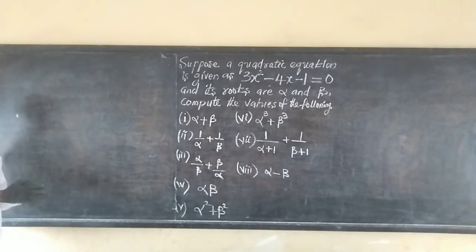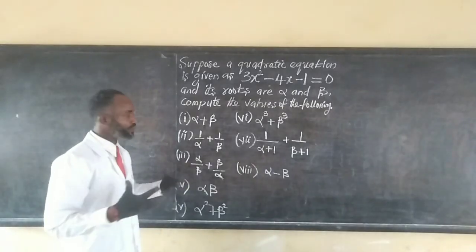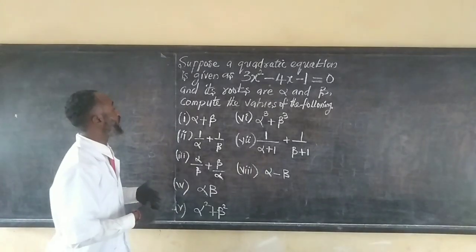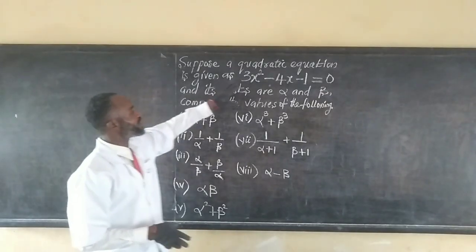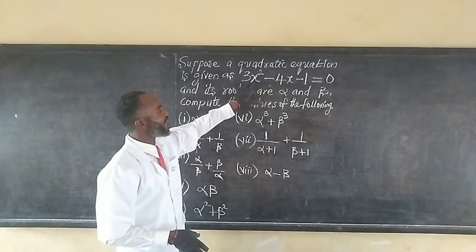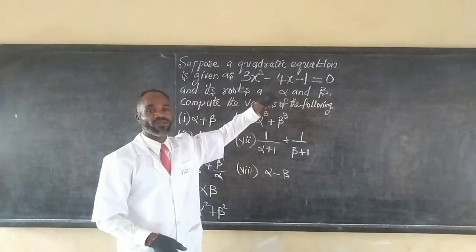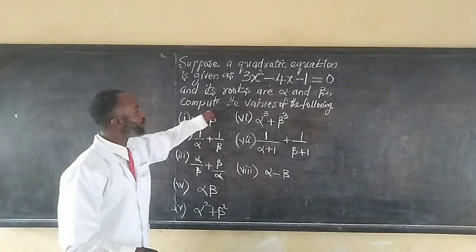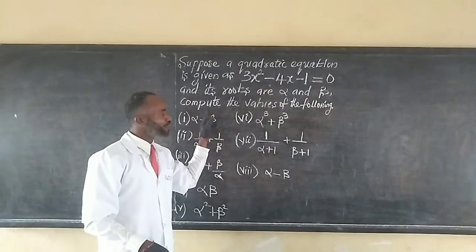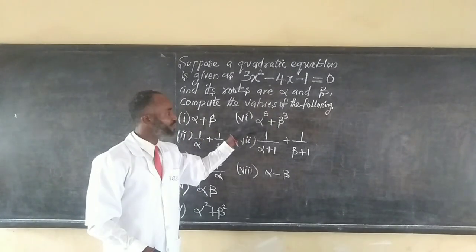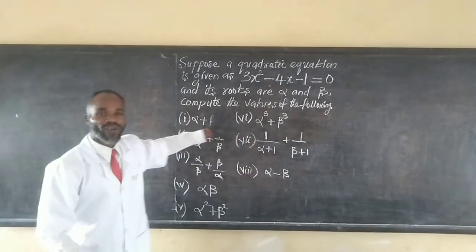The applications of quadratic features, roots, and then using their roots to find some values. Suppose a quadratic equation is given as 3x squared minus 4x minus 1 all equal to 0, and its roots are alpha and beta. Compute the values of the following. These ones. We need to find their values.